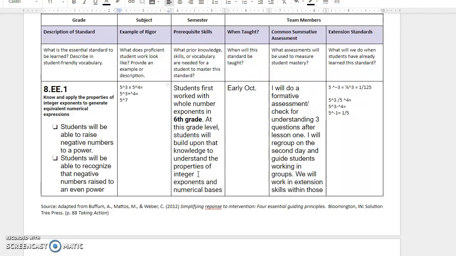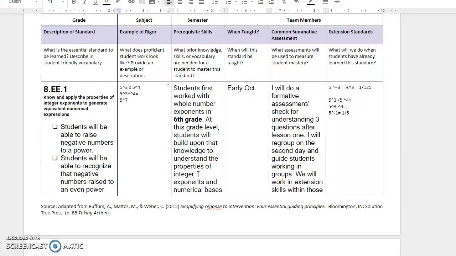Also in high school, there may be something that I'm teaching in Algebra 2 that, for instance, I want to know, was it dug deep in Algebra 1? Being that we're all in the same PLC together, that's a conversation that can happen very easily. Next is just when it's taught.